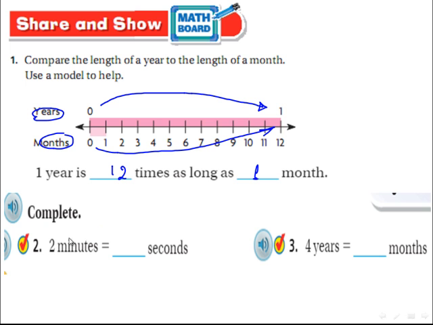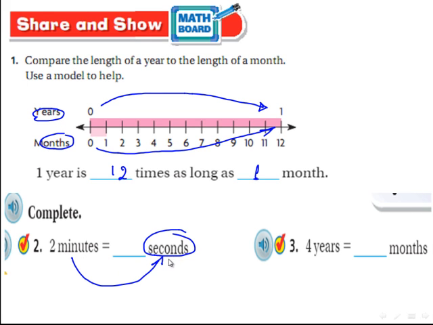Great. Let's complete question 2. 2 minutes equals how many seconds? This question wants you to convert from minutes to seconds. So ask yourself, how many seconds are there in 1 minute? There are 60 seconds in 1 minute. So I'm going to multiply by 60. 2 by 60 equals, great, 2 by 6, 12. And don't forget to put 0. So 120 seconds are there in 2 minutes.